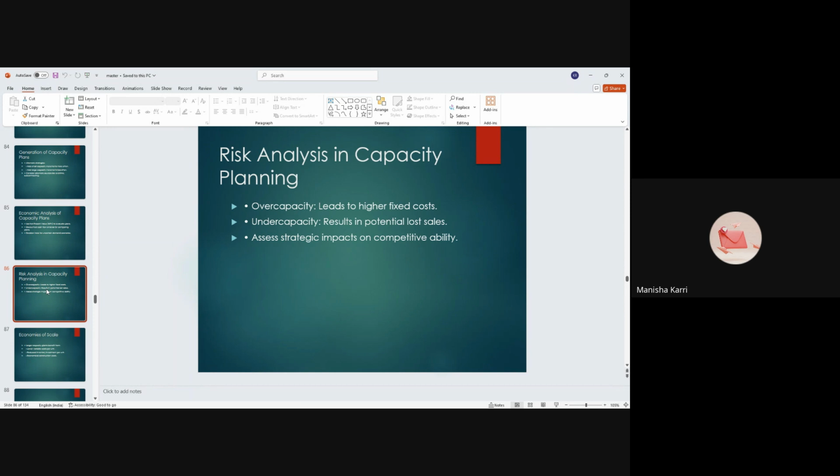Okay, so analyzing these risks allows companies to make informed capacity decisions that support sustainable growth and competitive strength. This balance is very crucial in markets where demand can fluctuate and customer expectations are very high.